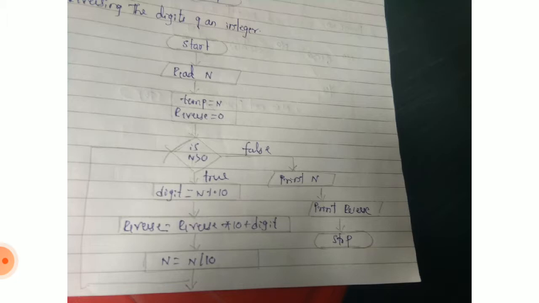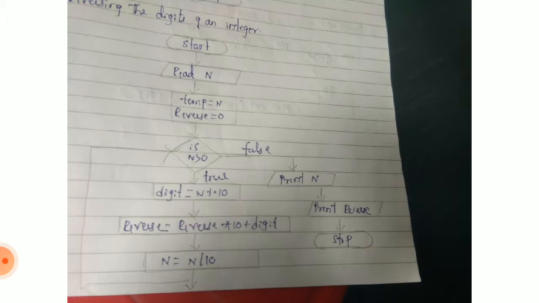So first, start the flowchart. Then in read, the input value is n, that is a given number. After that I have written temp is equal to n, reverse is equal to 0. If there is any assignment or initialization of values, those statements you have to put in the rectangle. As we take it for processing, the same symbol you take for the assignment or initialization. So temp is equal to n, reverse is equal to 0.